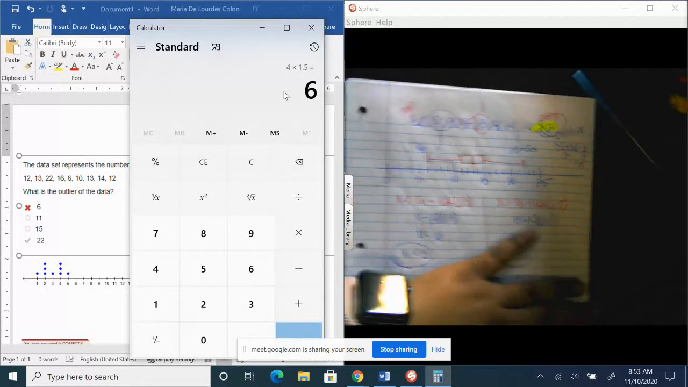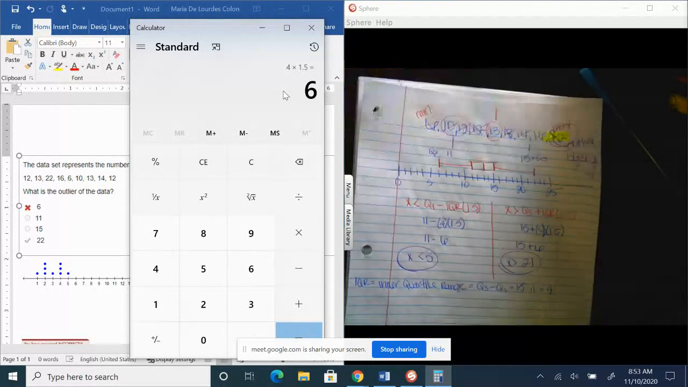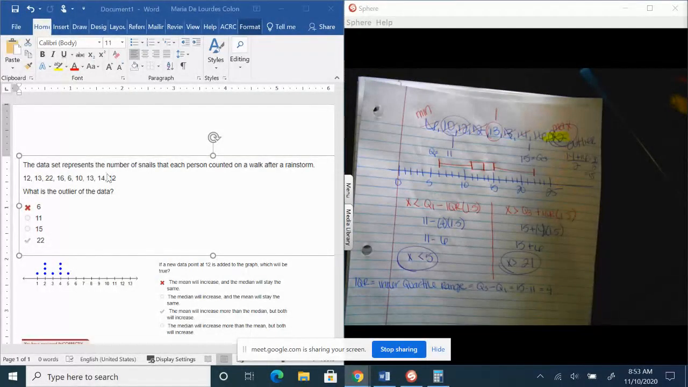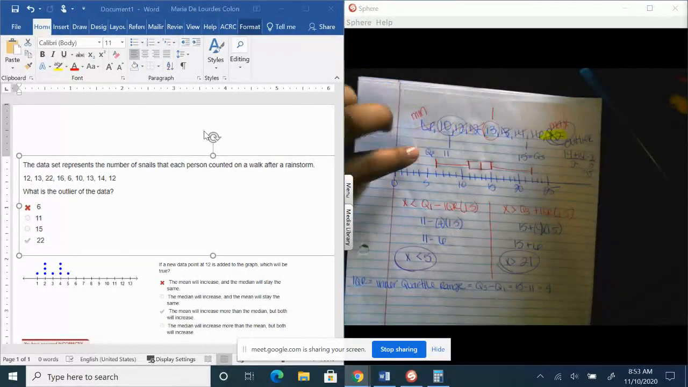But make sure, first thing whenever you're doing these, write your data in increasing order, from least to greatest. In the problem that they gave us, there was no specific order to it. They just gave us the data set, and then we go from there. So first, make sure that you write your numbers from least to greatest. Once you do that, make your box plot.